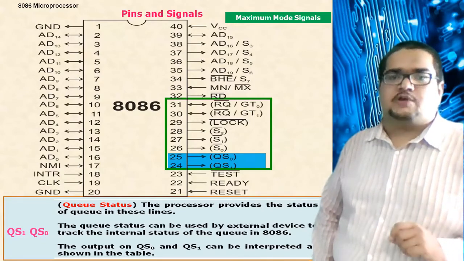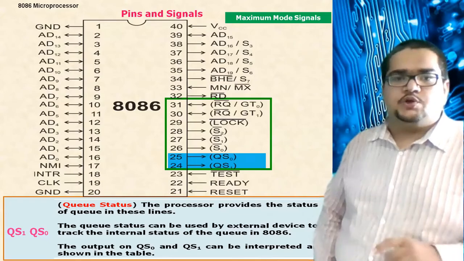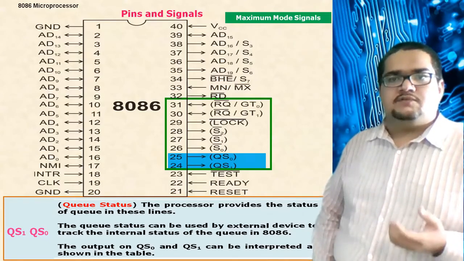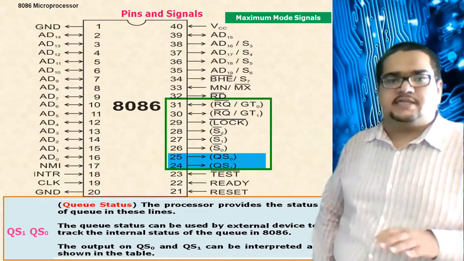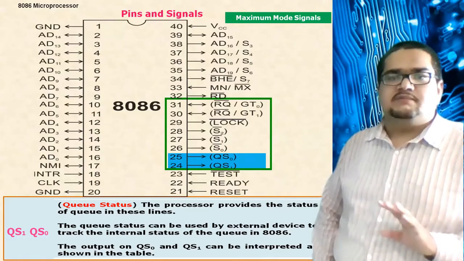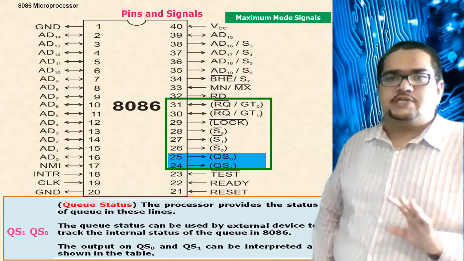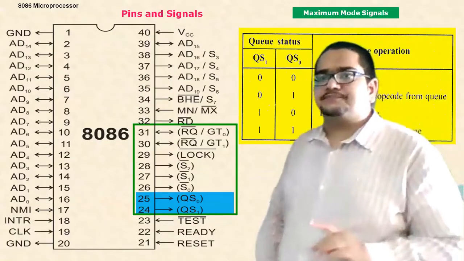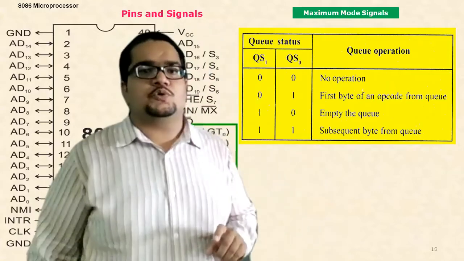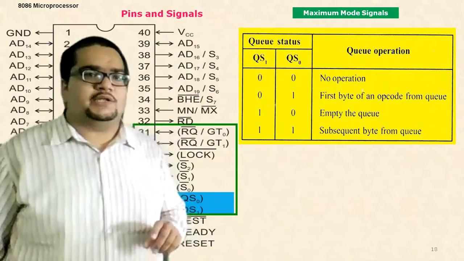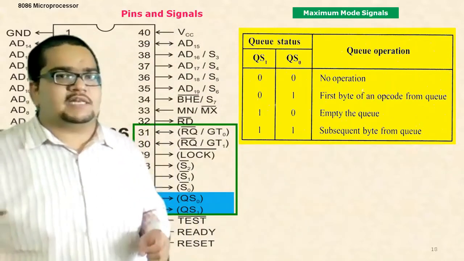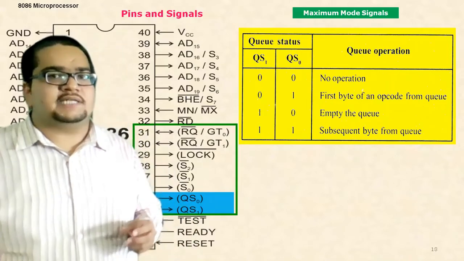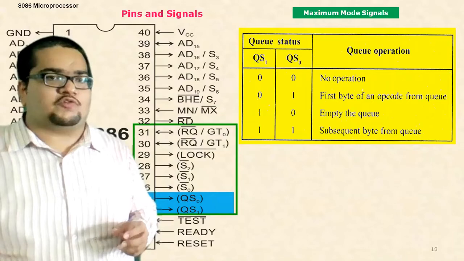The processor provides the status of the queue on these lines. So what exactly the queue is doing, whether it is fetching data or not, whether it is empty or not, will be shown here, and it can be seen in this table next. The table shows these two lines, queue status QS0 and QS1. QS0 is the LSB bit, QS1 is the MSB bit of the queue status. So these two, as I said earlier, also give us 4 combinations of operations.